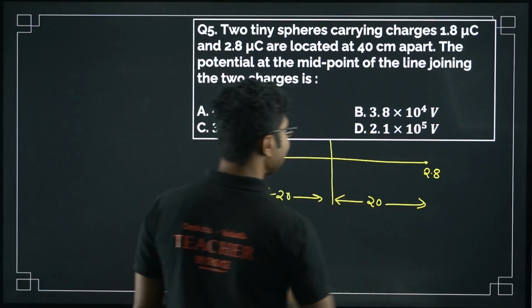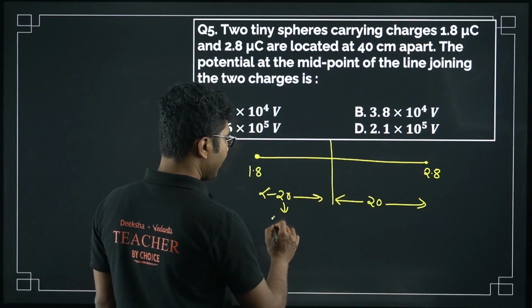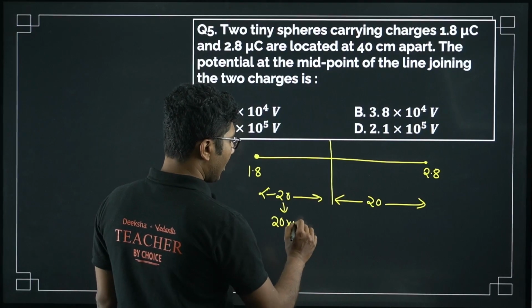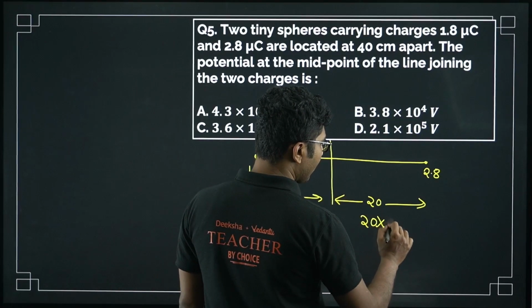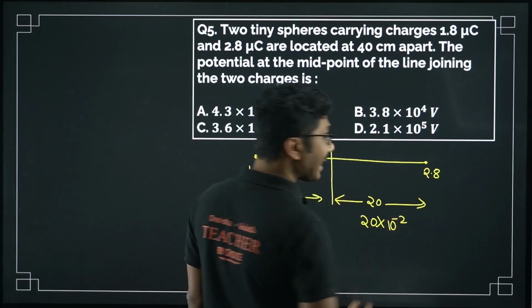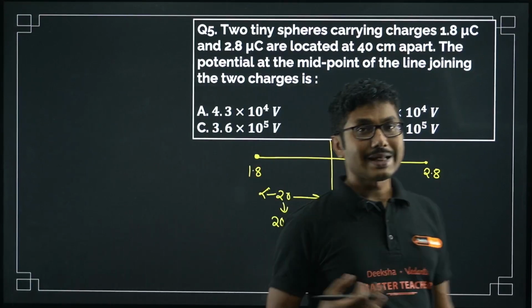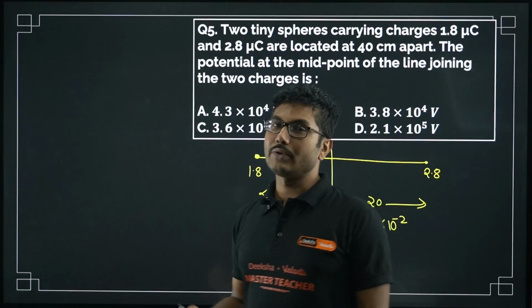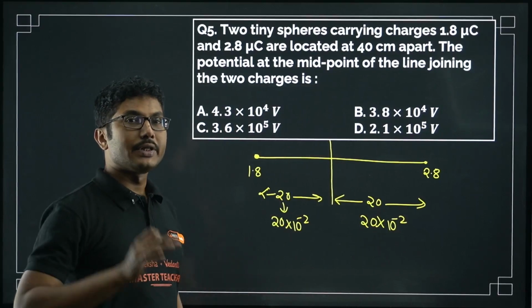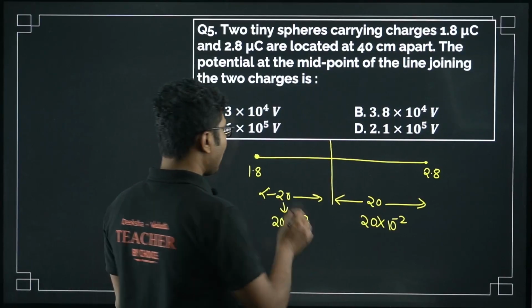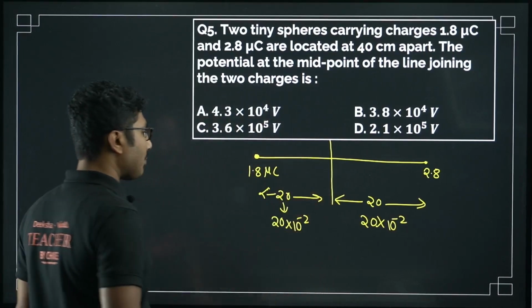Now the distances are in centimeter, not in meters, so be careful. Always convert all the units into SI units, except when you are comparing. If you are comparing values, you don't need to convert because the conversion factor will cancel. Other than that, whenever you are calculating, always convert everything into SI units. Also, this is microcoulomb, and micro means 10 to the power of minus 6.